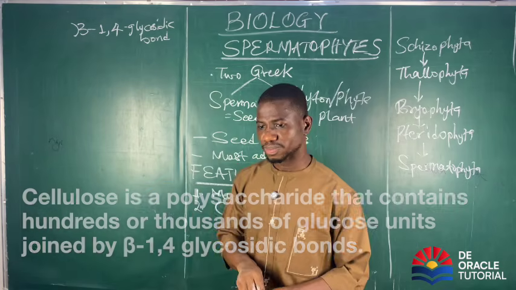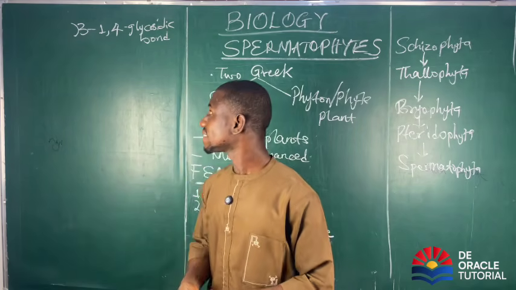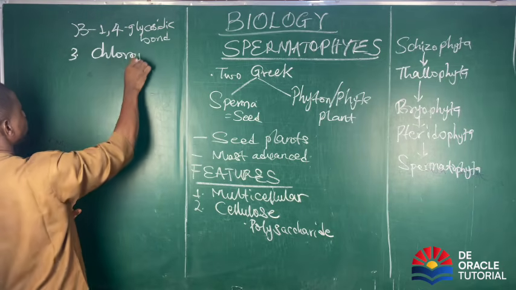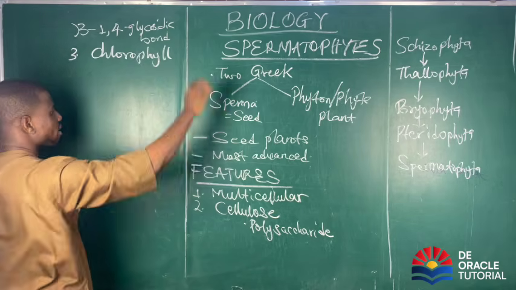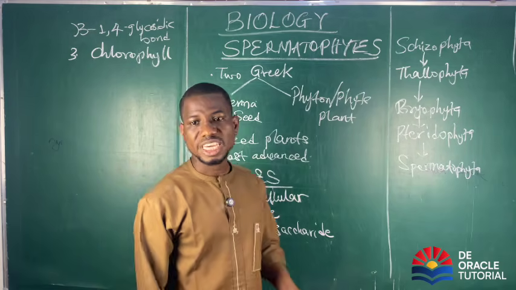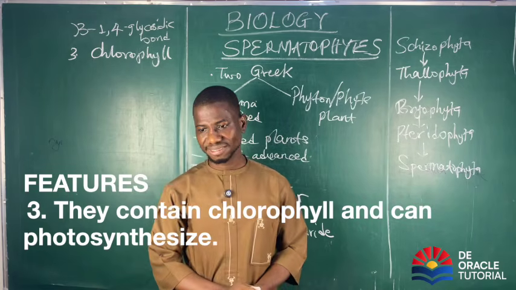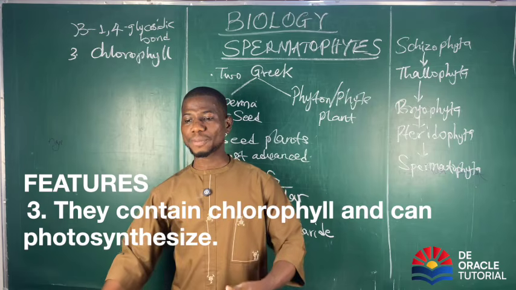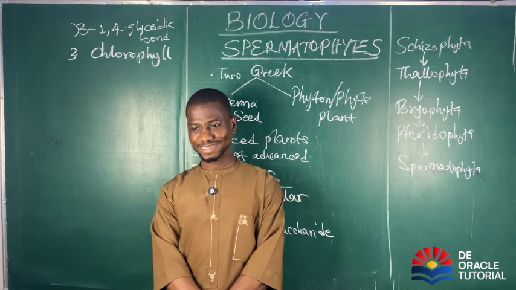Does that make sense to you? Now the next point is that they contain chlorophyll. And for the fact that they contain chlorophyll, it means that they can photosynthesize. That means they can undergo photosynthesis, the process by which they produce their own food. Does that make sense to you?